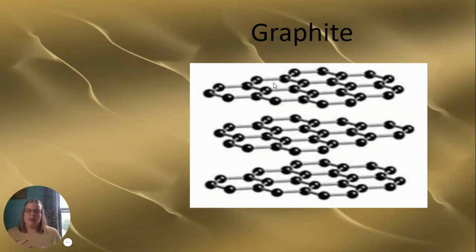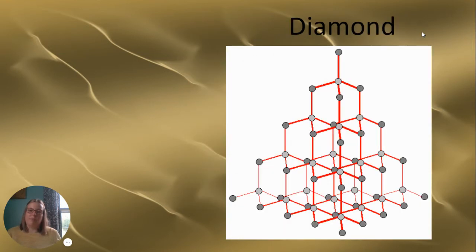Now, graphite is actually used as an industrial lubricant, and the reason is because it has these distinct layers. So it slides really easily over itself and other things, and it works really well to keep things lubricated, but without having to have a liquid in there, because graphite's solid at room temperature.